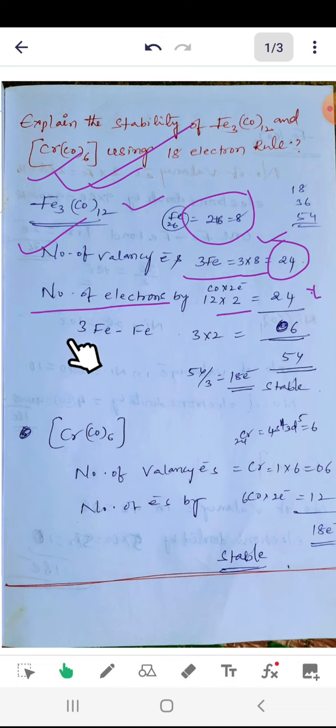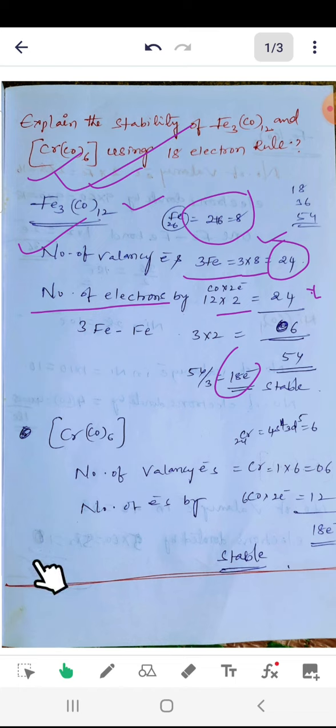So total how many metal atoms? 54 divided by 3, this is also the noble gas configuration. So how many electrons will you get? 18 electrons. So the given compound is a more stable compound. So let us take the next one here. What is the hexacarbonyl chromium compound? You have to take the central atom, the chromium. So chromium is the central atom.